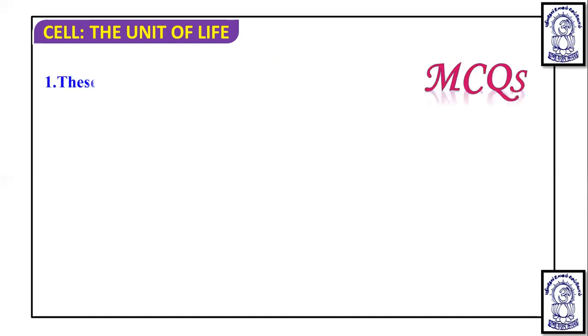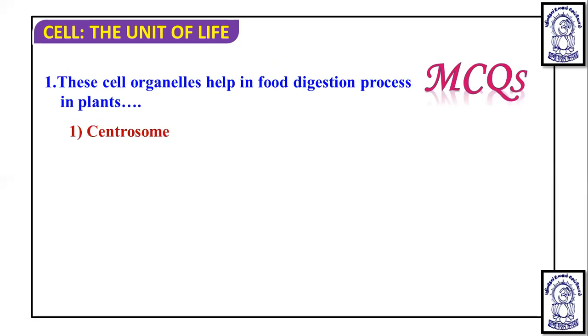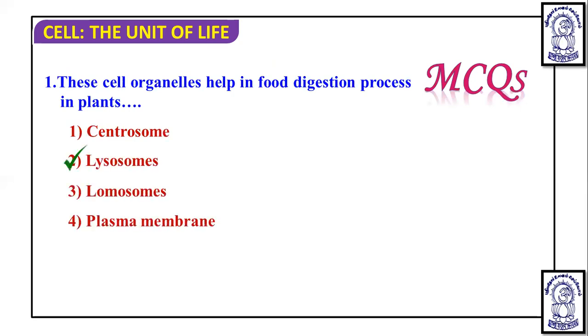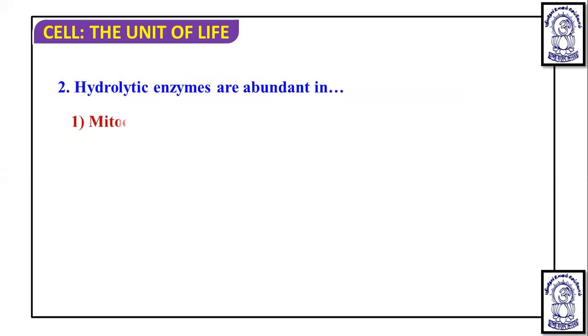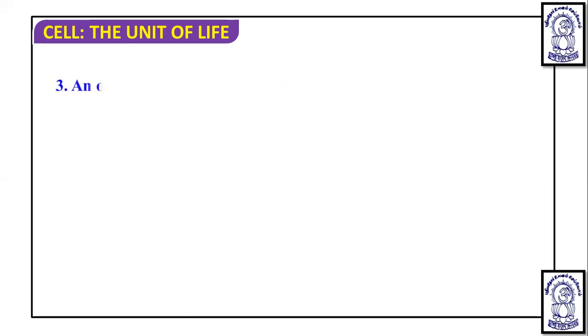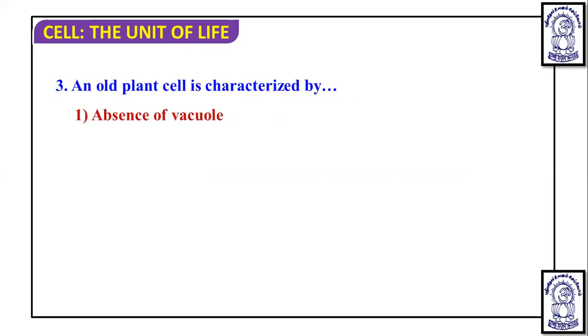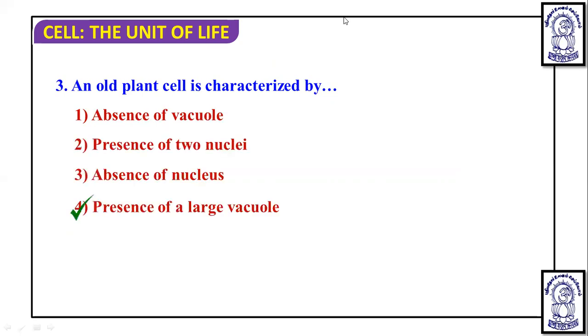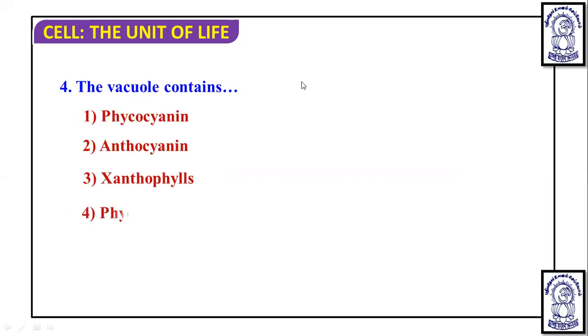Now let's talk about some of the last MCQs. The cell organelle that helps in the food digestion process in plants: obviously digestion is carried out by the lysosome, that is intracellular digestion. Hydrolytic enzymes are abundant, and for intracellular digestion hydrolytic enzymes are required, which are present in the lysosome. An old plant cell is characterized by the presence of a large vacuole which occupies 90% of the volume of the cell. The vacuole contains one water soluble pigment, known as anthocyanin.